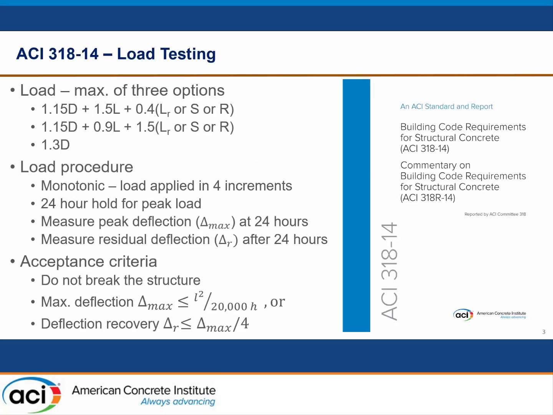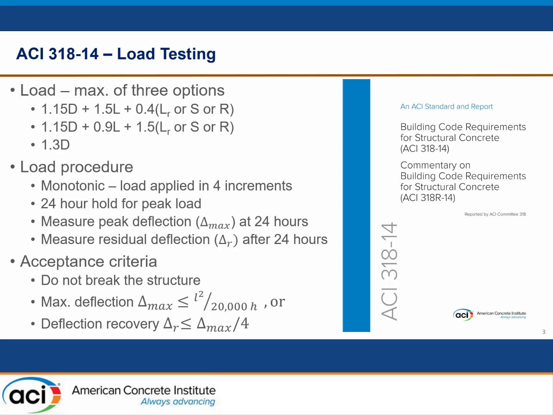So to understand the changes, it's really helpful to look back at where we started. So this is the load testing requirements of ACI 318-14. It's pretty simple. You can see the loads compared to what Brian showed were slightly different. 1.15 dead, not splitting, superimposed, and self-weight dead loads. 1.5 live loads, now 1.6.